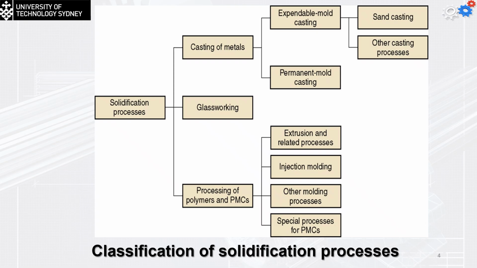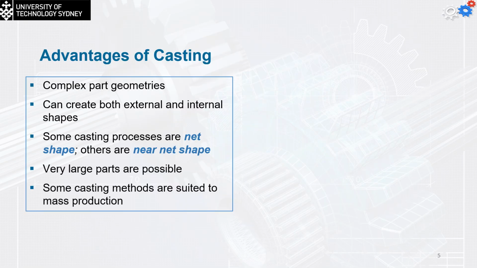So this is a classification of the solidification processes. You can see that we can have the casting of the metals, which can be classified into expendable mold and permanent mold, then glass working, and the processing of the polymers and the PMC. Today we're only going to focus on the first part, which is going to be the casting of the metals.